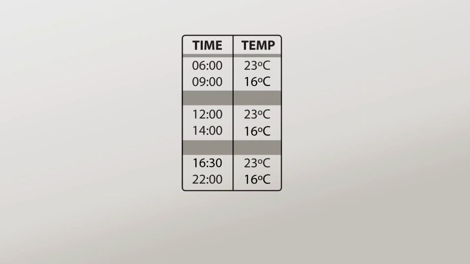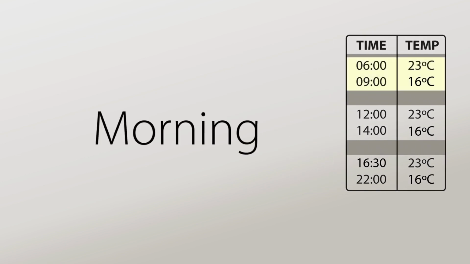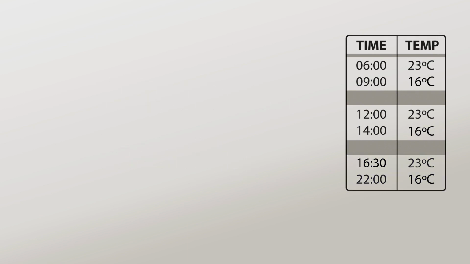The heating schedule is basically 3 events throughout the day. These are usually morning, lunchtime, and afternoon or evening. Each event has 2 programs. The first is the on-time and temperature. The second is the off-time and temperature. This is an example of a typical heating schedule.